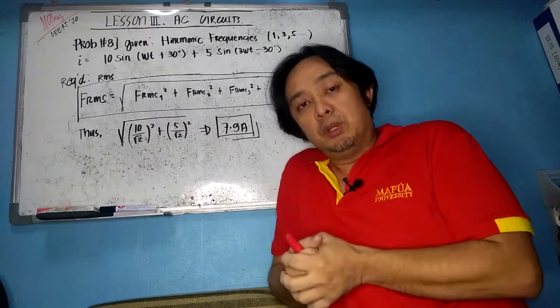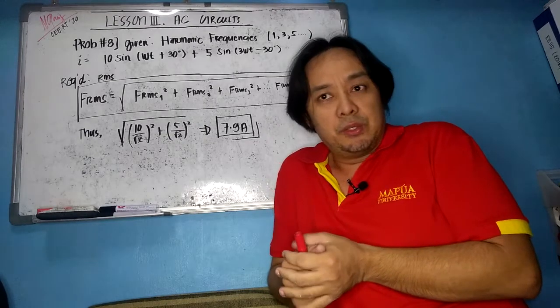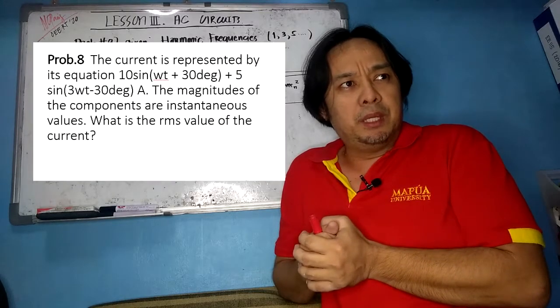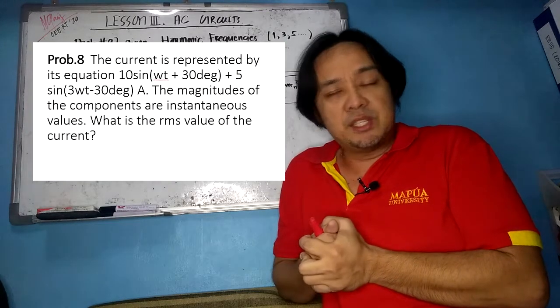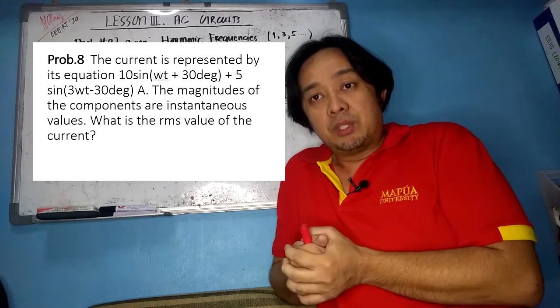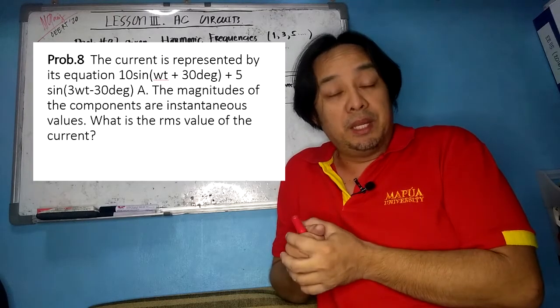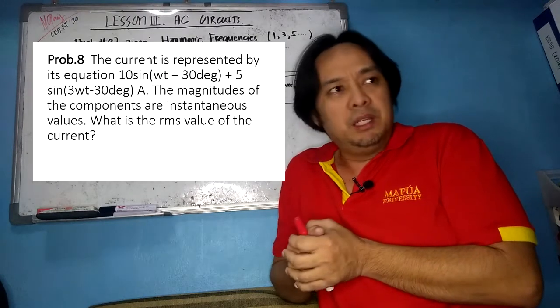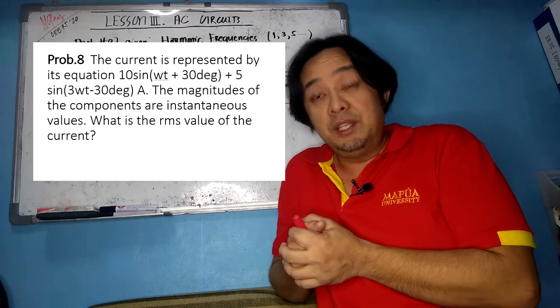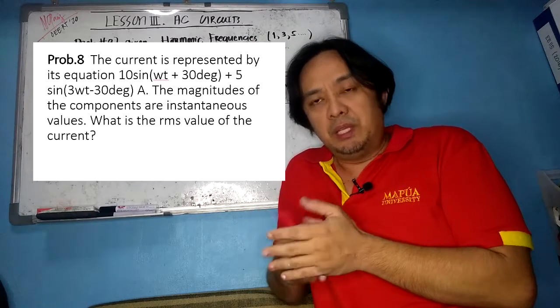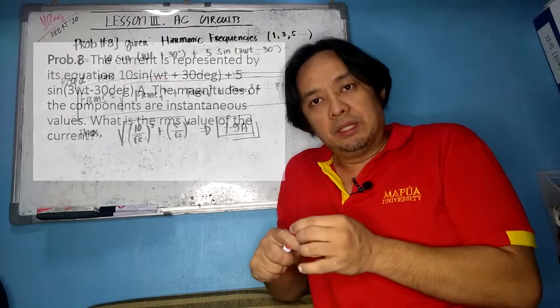Now let us solve this problem here. So this is the problem. I read it again. The current is represented by an equation which is 10 sine omega t plus 30 degrees, plus sine 3 omega t minus 30 degrees. The magnitudes of the components are instantaneous values. Now the question is, what is the RMS value of the current?